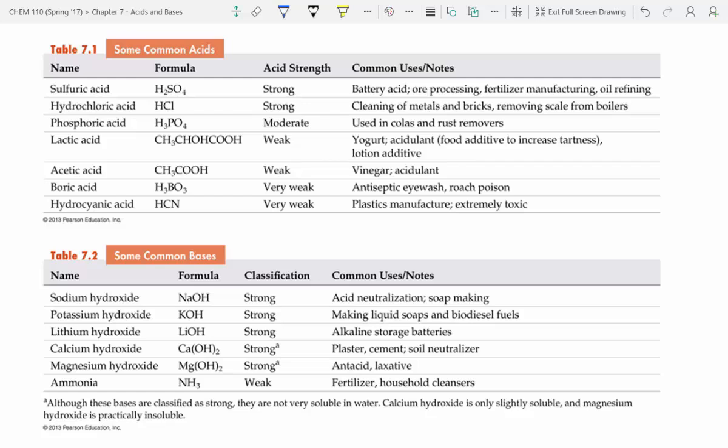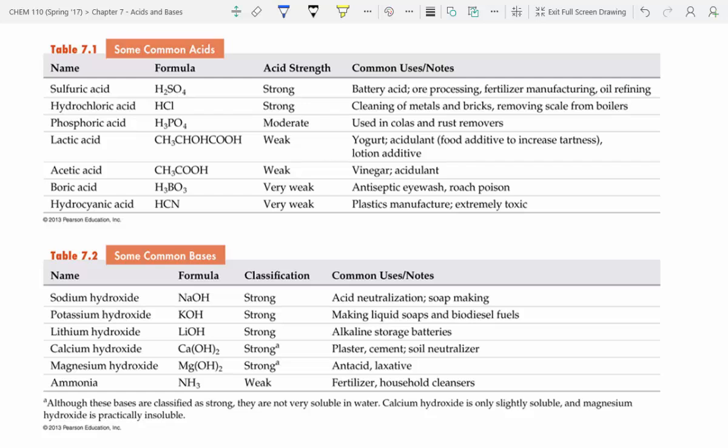Moving on to bases, we've got sodium hydroxide. Sodium hydroxide is used for making soap. Same thing with potassium hydroxide. They make different types of soap. That's going to be one of our last labs, is making soap. Lithium hydroxide is used in making batteries. So lithium batteries oftentimes have an electrolyte made of lithium hydroxide.